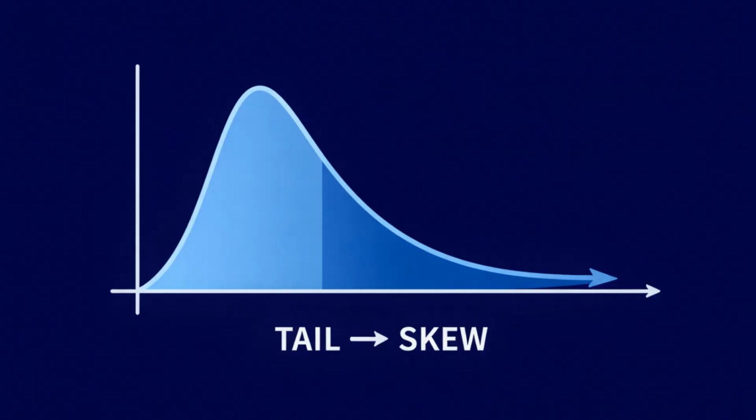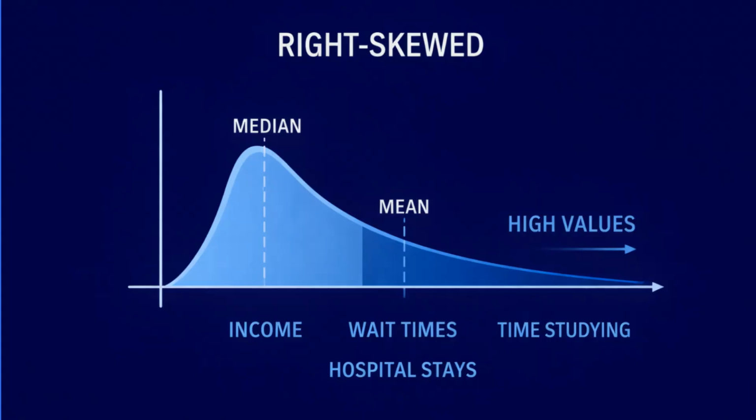Many real-world data sets are not normal. They are skewed. A helpful rule is this: the tail points in the direction of the skew. Right-skewed data have a long tail to the right. This is common with income, wait times, hospital stays, and time spent studying. In right-skewed data, the mean is greater than the median because high values pull the mean to the right.